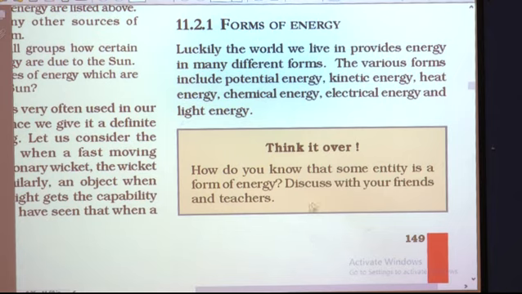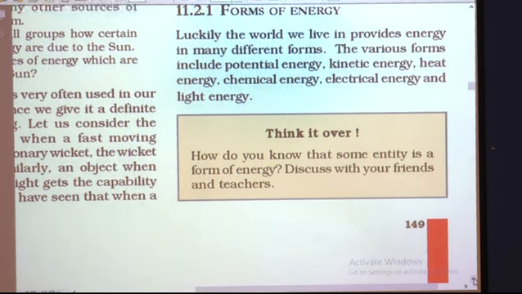Now think it over. How do you know that some entity is a form of energy? Just think about it and let me know in the next session.